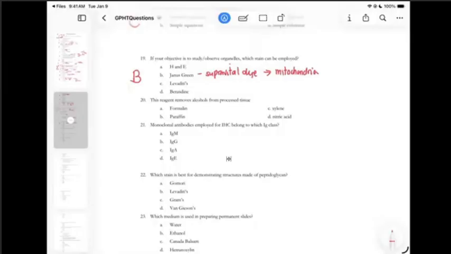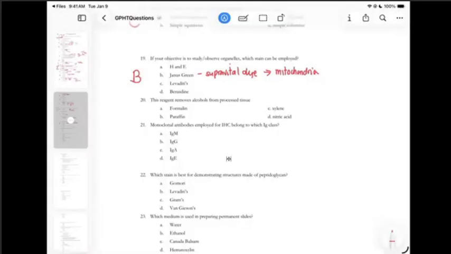Okay. So ang mga supravital dyes, so they would be staining the living components of the cell, and they are after the cytoplasmic structures, such as our organelles. Okay. So for number 19, that's letter B. So yung levodotis, that's for spirochetes. Benzidine, that's for hemoglobin. So for number 19, this is letter B.